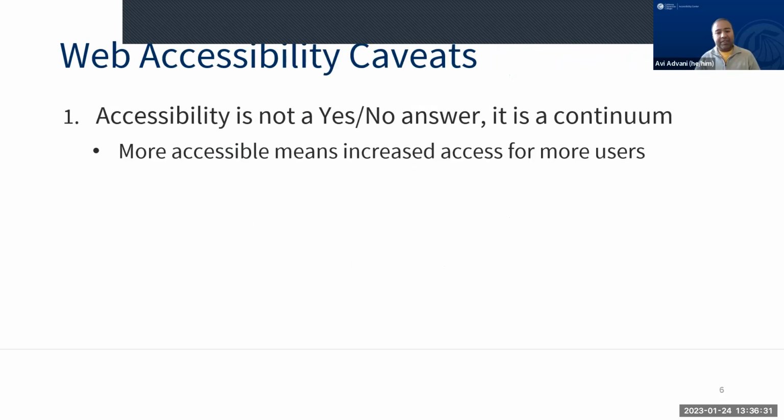Okay, a couple of caveats before I move on accessibility. The first is accessibility is not a yes or no answer. Rather, it is a continuum from less accessible to more accessible. More accessibility means increased access for more users, and of course, vice versa for less accessible. A lot of folks like to ask the question, is this accessible? Is this product accessible? And the answer is always going to be maybe. It might be more accessible or less accessible. It's not an absolute.